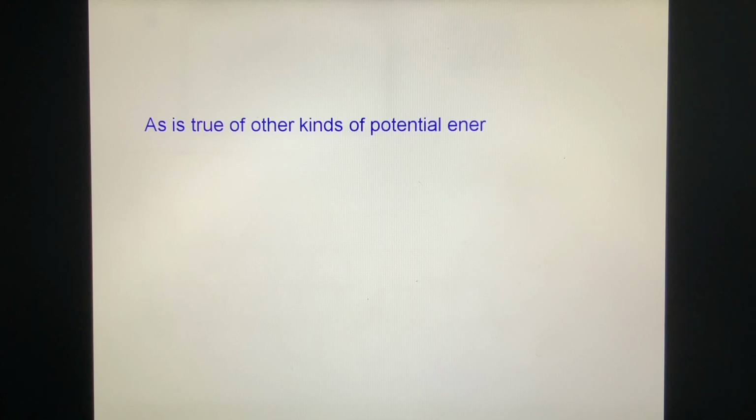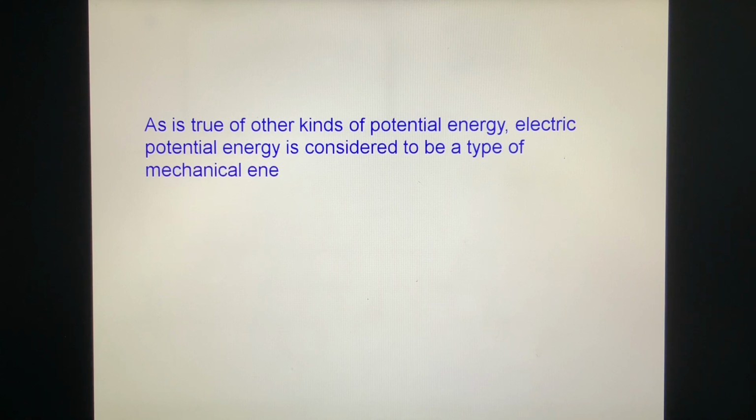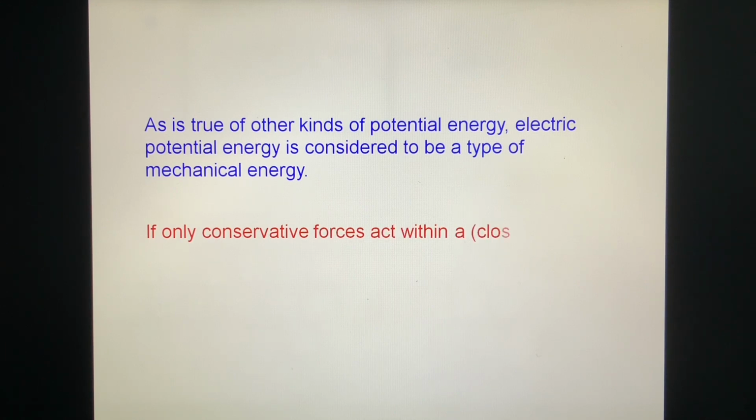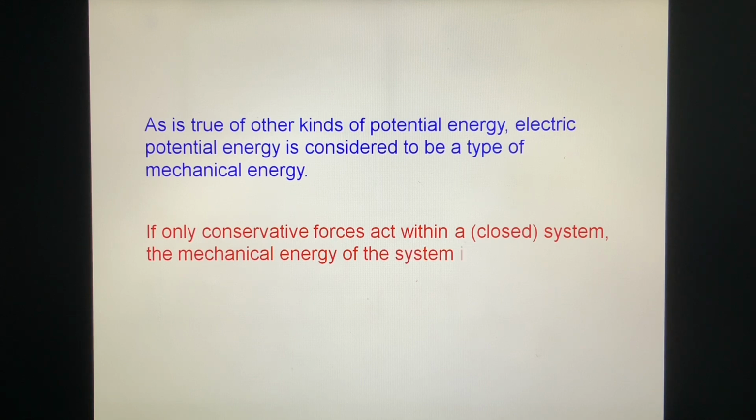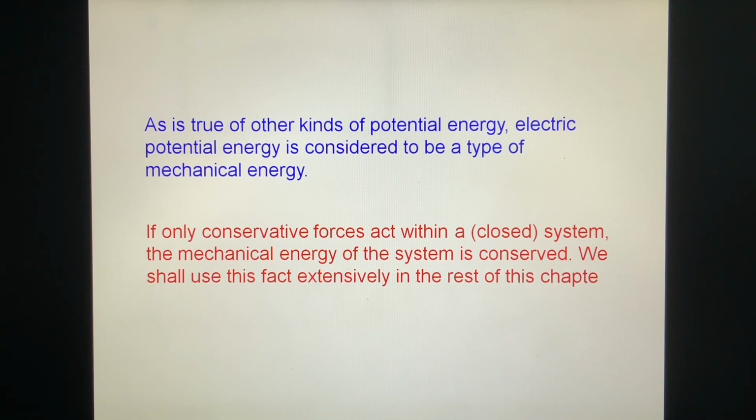As is true of the other kinds of potential energy, electric potential energy is considered to be a type of mechanical energy. If only conservative forces act within a closed system, the mechanical energy of this system is conserved. We will use this fact extensively in the rest of this chapter.